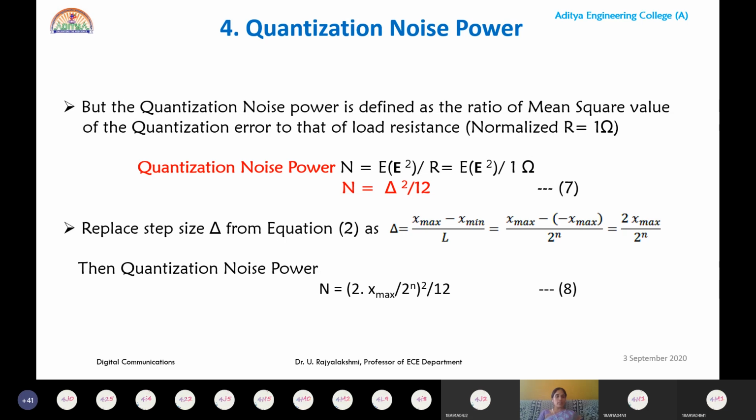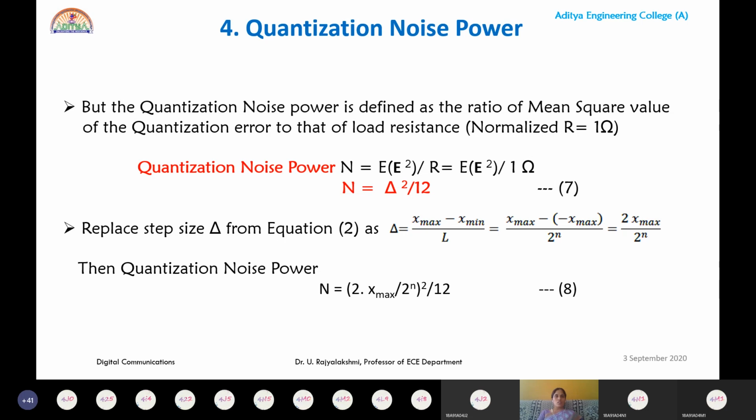But what is the mean square value of error? Already we got it as delta square by 12. This is very, very important regarding your examination. Derive the expression for quantization noise power as delta square by 12. This is the denominator part of SNR. Because we are assuming the normalized resistance value, you can take it as 1 ohm. That's why the quantization noise power is directly equal to the expectation of error square.